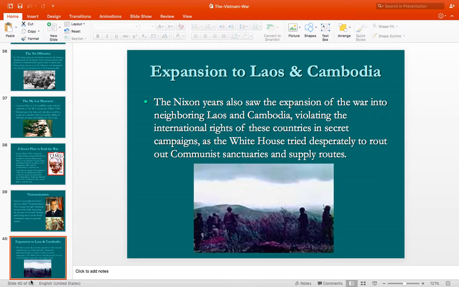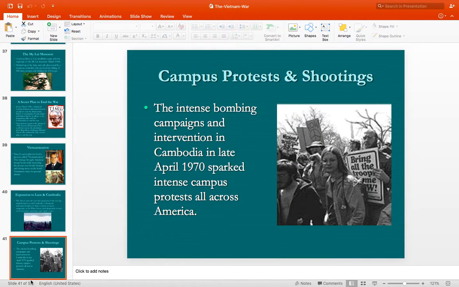And the U.S. does this by bombing Laos and Cambodia. It steps up an air campaign again. And this time, not only is it hitting North Vietnam, but also Laos and Cambodia, two separate sovereign countries with which we are not at war. This was also kept secret from the people.